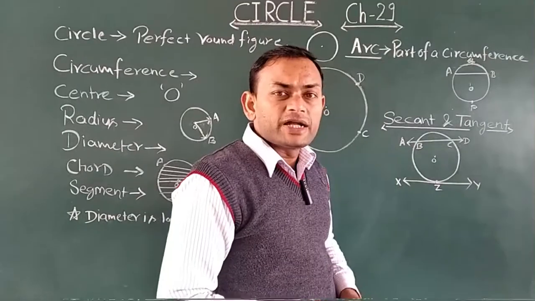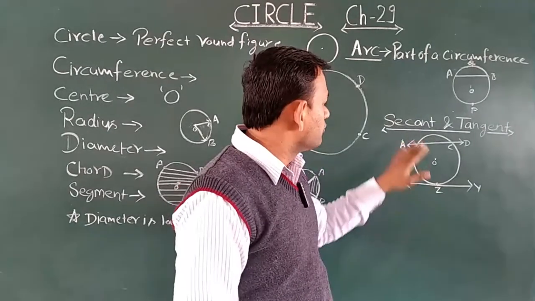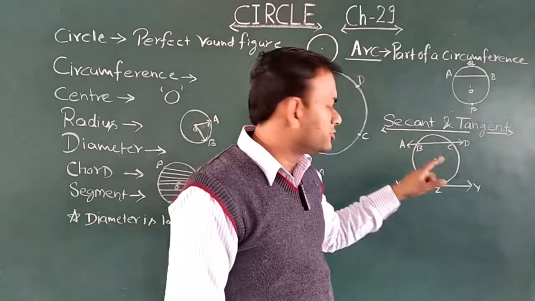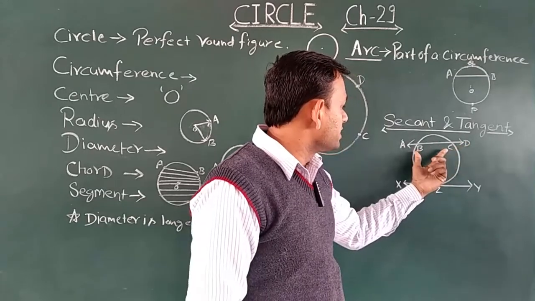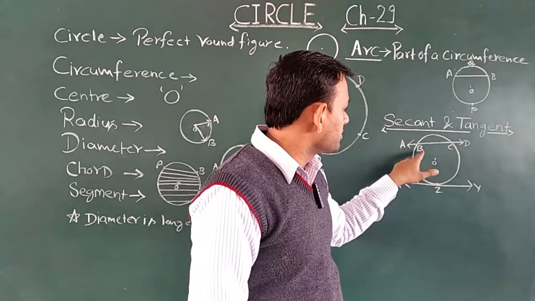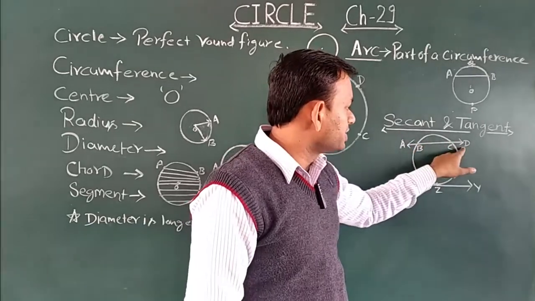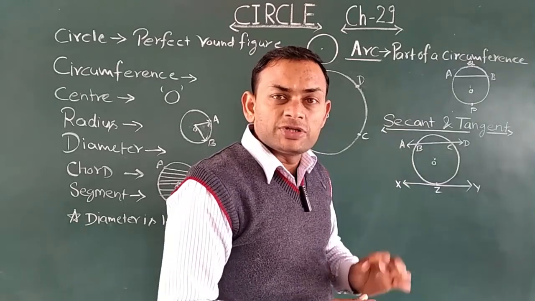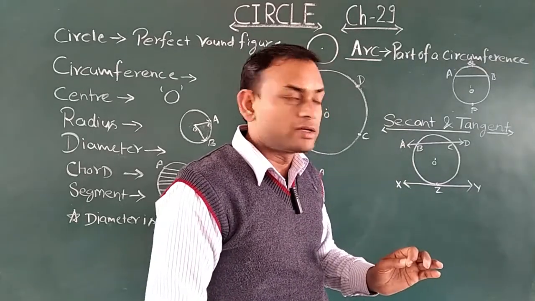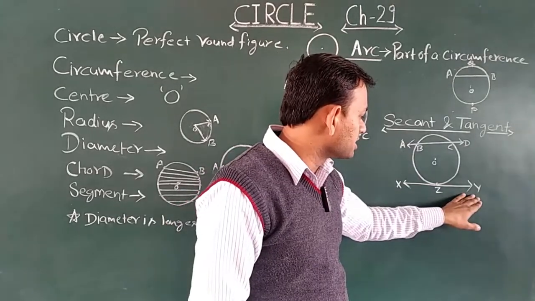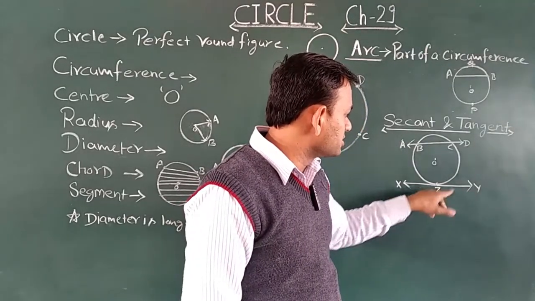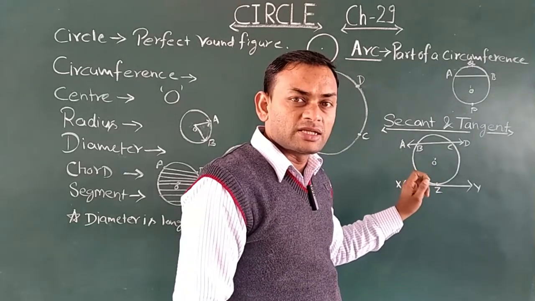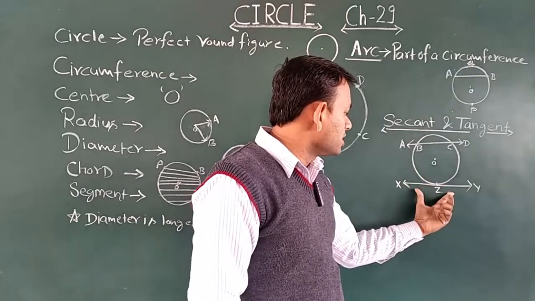Got it? After that, we will just discuss the secant and the tangent. What is the secant? Secant is the line which intersects any circle at 2 points. As you can see here, AD is the line and AD is just intersecting this circle at points B and C. So AD is the secant. After that, the tangent. What is the tangent? Tangent is the straight line which touches a circle at only one point. As you can see here, XY is the straight line and this line is just touching this circle at point Z. So the straight line which touches the circle at only one point is called a tangent.